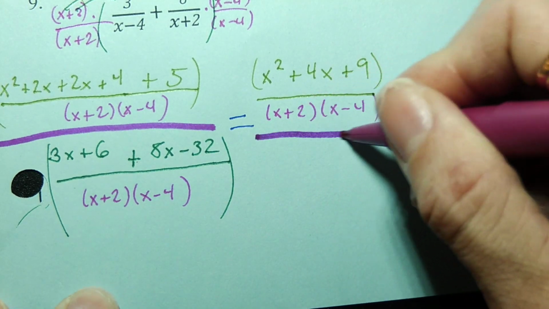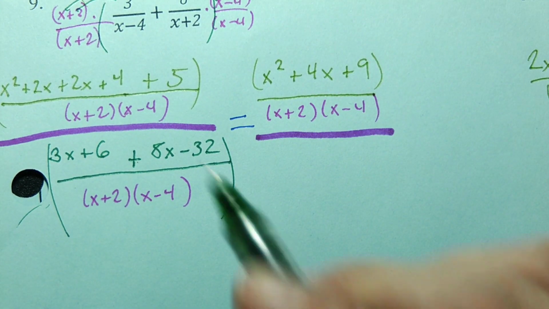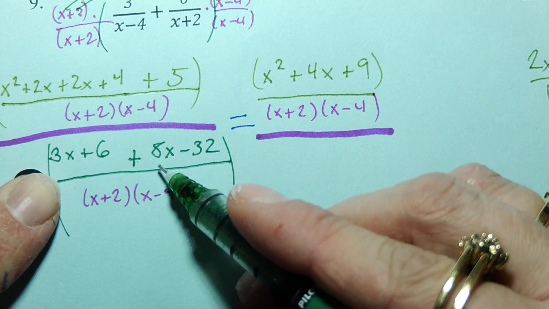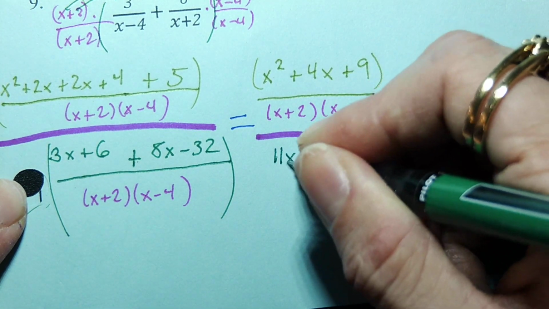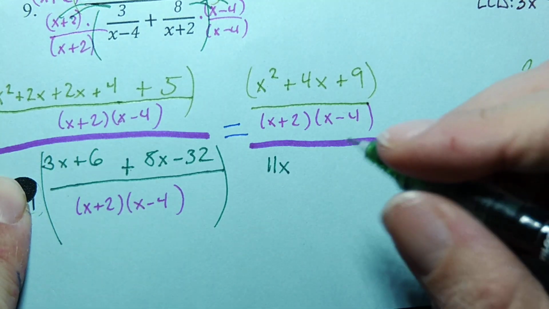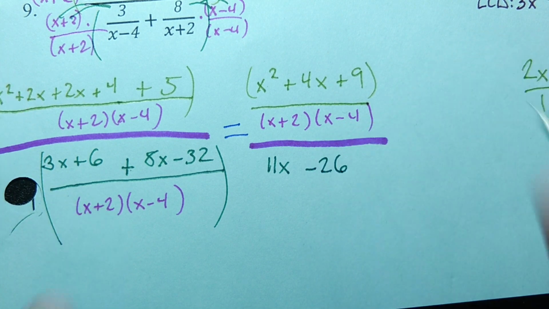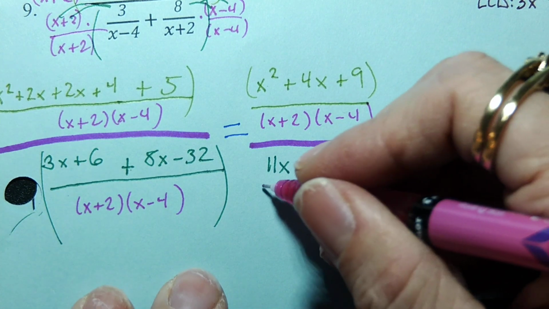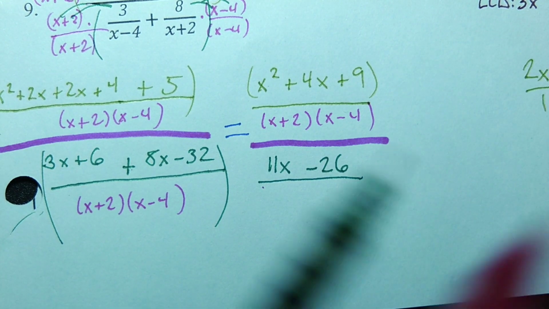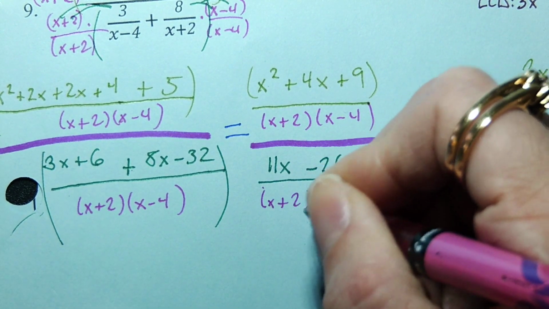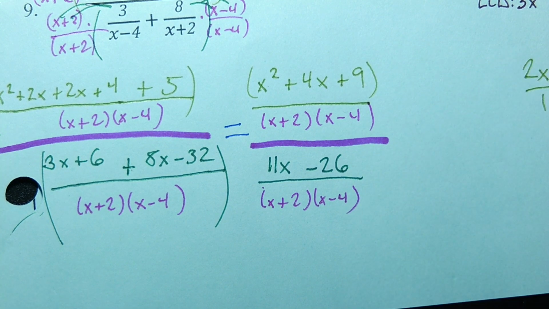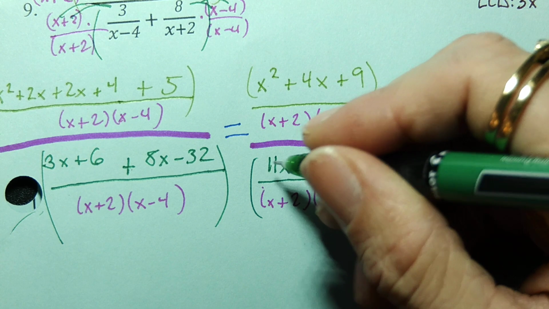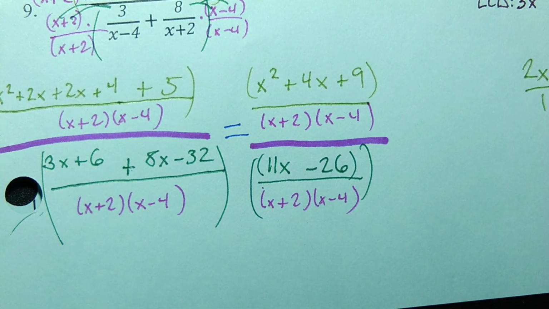And we have divided by, combining like terms on the bottom, 3x plus 8x is 11x. 6 minus 32 is negative 26. And that is all over x plus 2, x minus 4. Can I factor 11x minus 26? GCF or otherwise? Nope. So we can trap that top in parentheses.